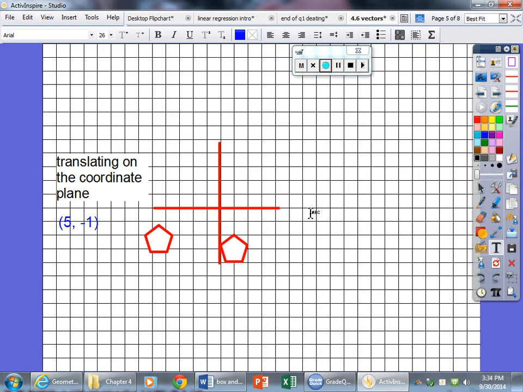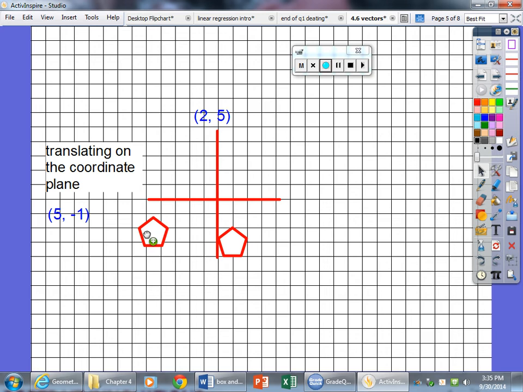I could do some other different vectors, like maybe I would want to do a vector of, let's say, 2 on the x and 5 on the y. So let's look at how we would do that one. So I would start out with my original pentagon again. I would move it 1, 2 on the x, and then I'd move it 1, 2, 3, 4, 5 on the y. So this just tells me how far to move it on the x and how far to move it on the y.